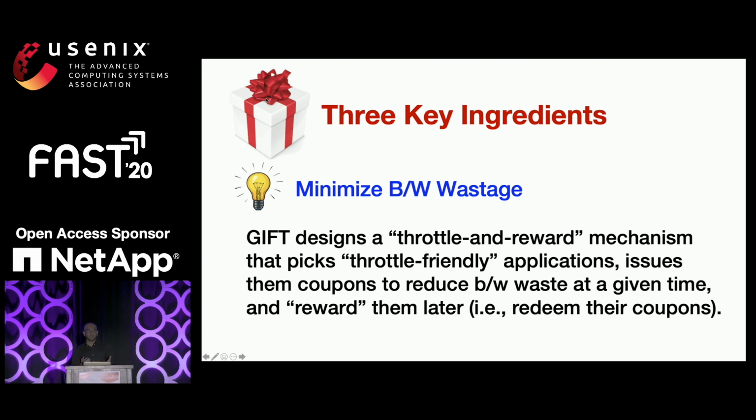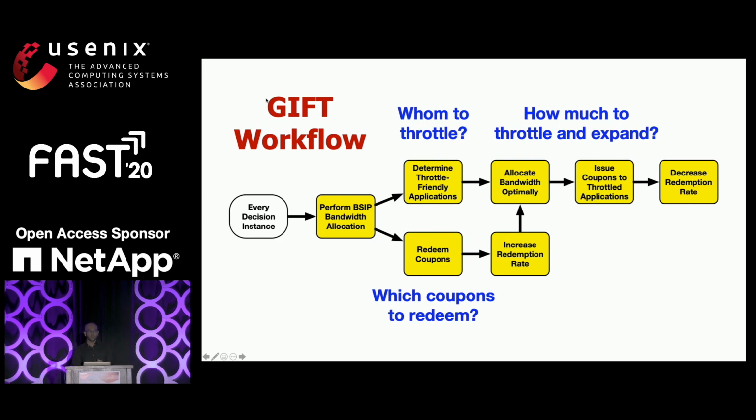And how exactly will we do that? So here's the overall flow of GIFT. At every decision instance, we perform the BSIP bandwidth allocation. Then we have two steps. One is to redeem outstanding coupons. So we go through the allocations of all of the existing applications, and we see if any one of them has any outstanding coupon. If there is, and if it is possible to redeem it, then we will redeem it, and I will define the criteria for redemption later.